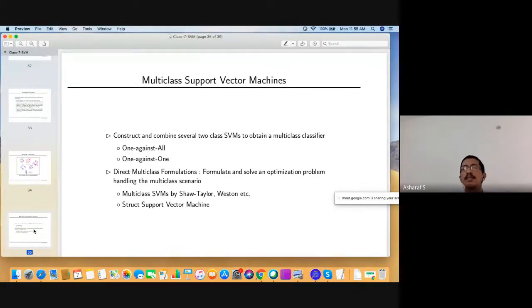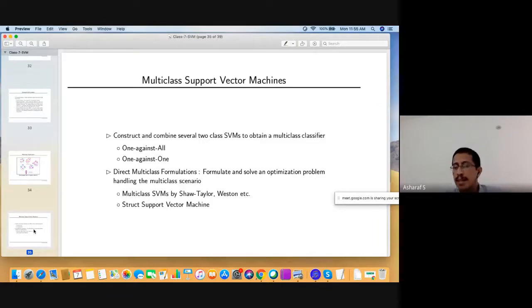The other one: if there are 10 classes, 10C2, so you can take what you call 1 against 1. You choose 2 classes at a time and try to classify, and among those you do a voting. That's the strategy. And that's one of the classic approaches to multi-class classification using 2-class classifiers.